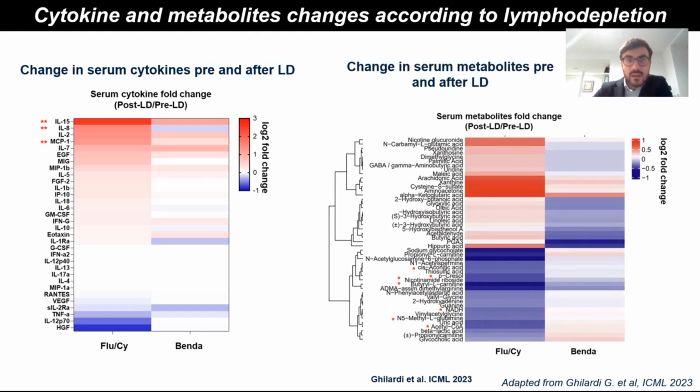And lastly, in the metabolomic analysis, we observed more catabolic pathways in patients treated with flu-cy. And as you can see here, several different metabolites were differentially expressed in the two groups, clearly explaining the differential effect of the two lymphodepleting regimens on the patient before CAR infusion.